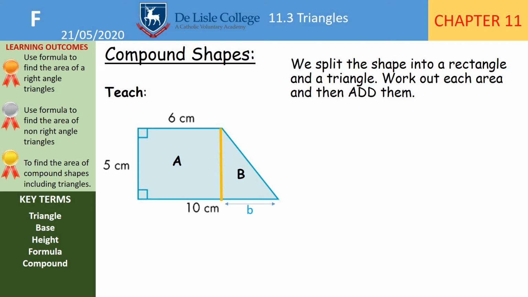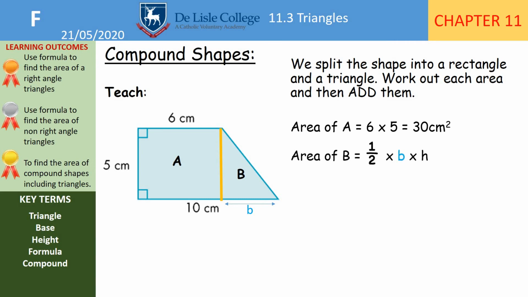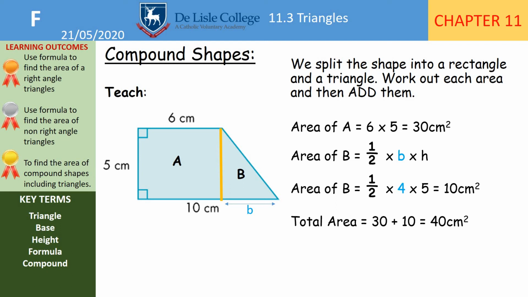So, area of A, it's a rectangle, so it's nice and straightforward. 6 times 5 is 30 centimetres squared. Area of B, well, it's a half times my length B times the height. The height's going to be straightforward, that's 5. All being well, you can see horizontally you've got a 10 across the bottom, a 6 at the top, so that length B must be 4. So you end up with a half times 4 times 5. 4 times 5 is 20, half of that is 10. So then, just as we did before with our compound shapes, we add them together to get 40 centimetres squared.